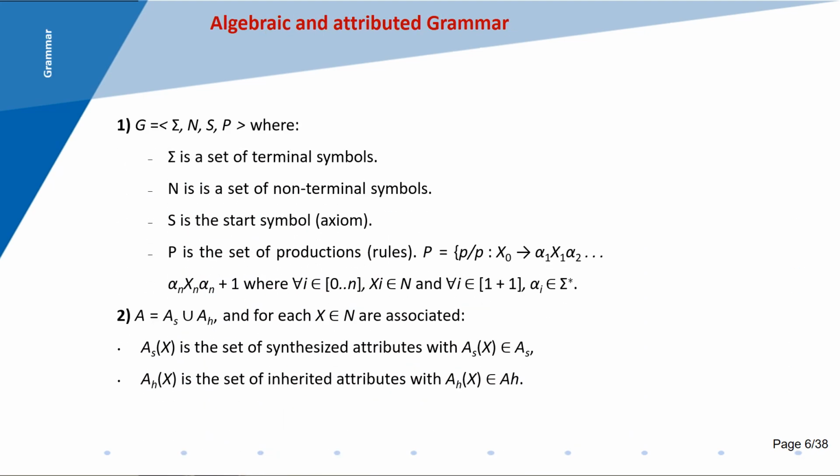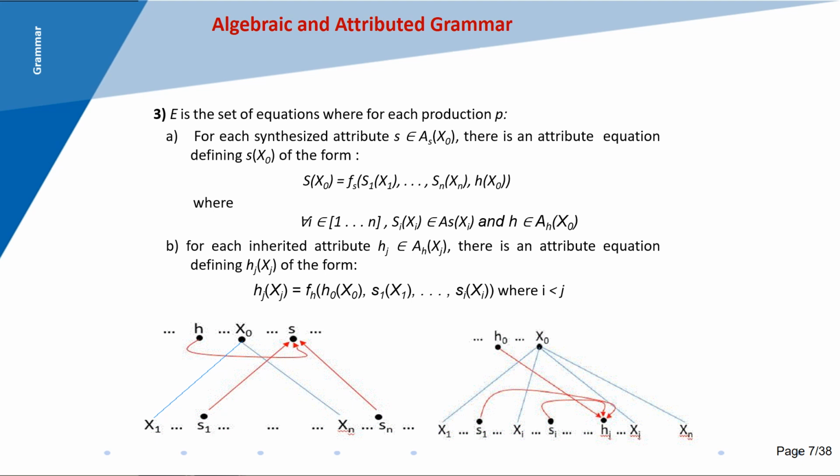Let us now define the notion of a grammar. A grammar is composed of a set of terminal symbols sigma, called the alphabet of the language, a set of non-terminal symbols N to generate words of the language, a starting symbol S, and the productions used to define the language and how to generate words, a set A that is composed of two sets of attributes: a set of synthesized attributes AS that are computed from bottom to top and from left to right, and a set of inherited attributes AH computed from top to bottom and from left to right. We have also a set E of semantic equations computed from each production.